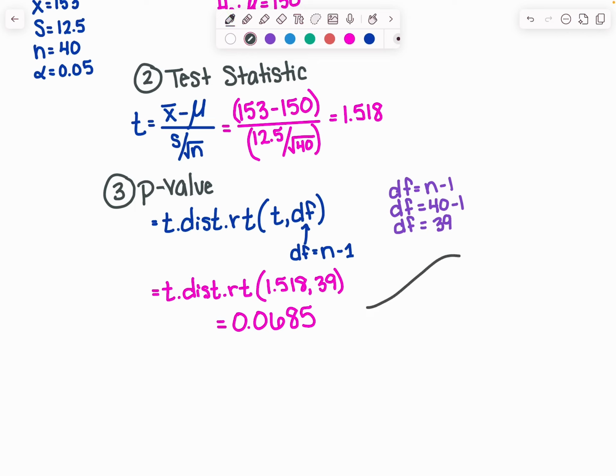If I wanted to visualize this, I could draw a bell curve. And this would be one like here. And then this is the area that we just found. So it's already doing the 1 minus for us because of the .rt. I have a small amount of the curve shaded, and I have a small probability for my answer.